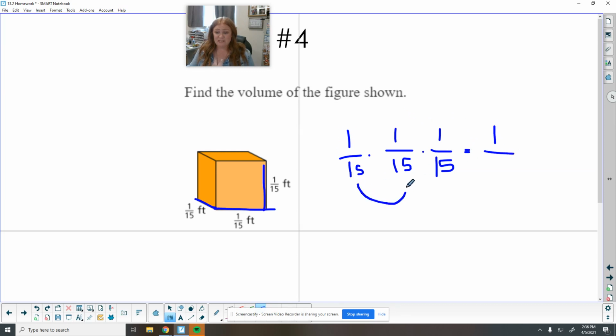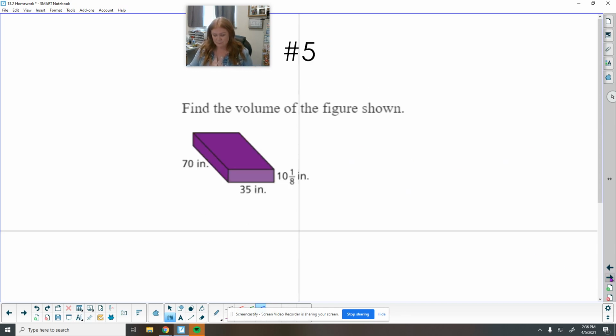So we're going to do 15 times 15. And then times that by another 15 to find our denominator. And that will tell us our answer, 1 and something feet cubed, because we're still using 3 dimensions to find how much goes inside of this box.